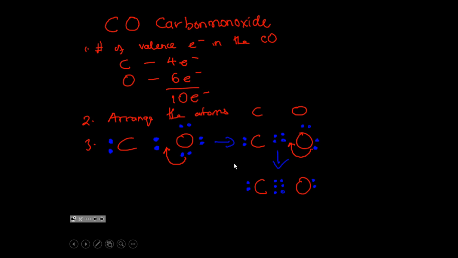So that's the Lewis structure of carbon monoxide. Now if you are to draw the bonds, remember I told you 2 electrons that are shared form a bond, so you're gonna have a triple bond, right? So that's the Lewis structure of carbon monoxide.